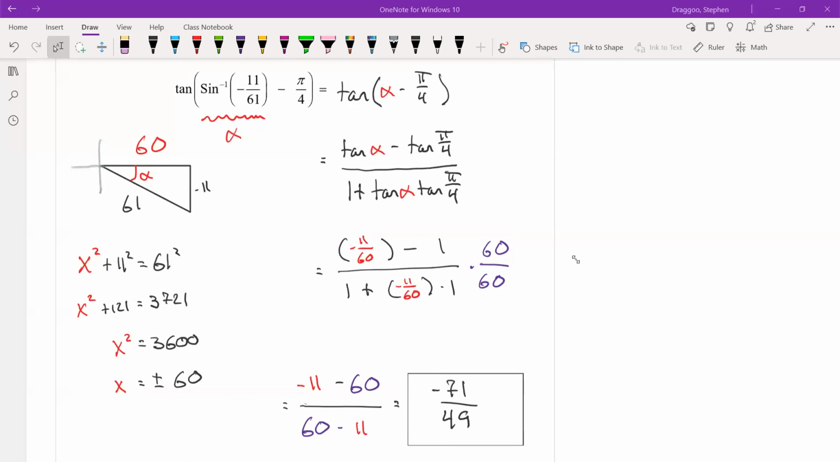So why is that thing in quadrant 4? I'm taking the sine inverse of a negative number. And remember the awkward way that sine inverse is defined. It can only be in quadrant 1 or 4. It's not positive, so it's quadrant 4.